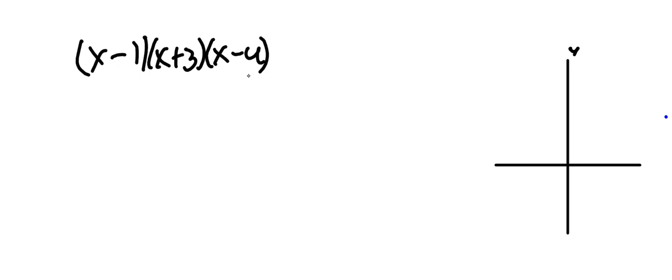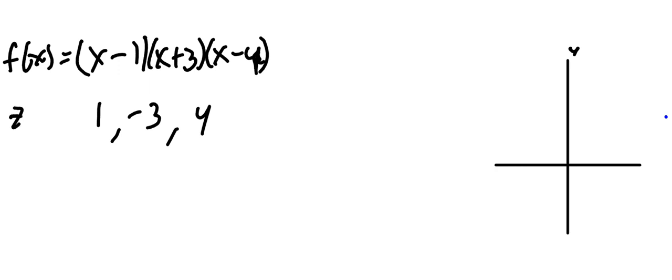Let's move on. Let's say we have the function f of x equals x minus 1 times x plus 3 times x minus 4. Let's plot it. Let's find the zeros. So the zeros are 1, negative 3, and 4. Let's point them out here: 1, 4, negative 3.